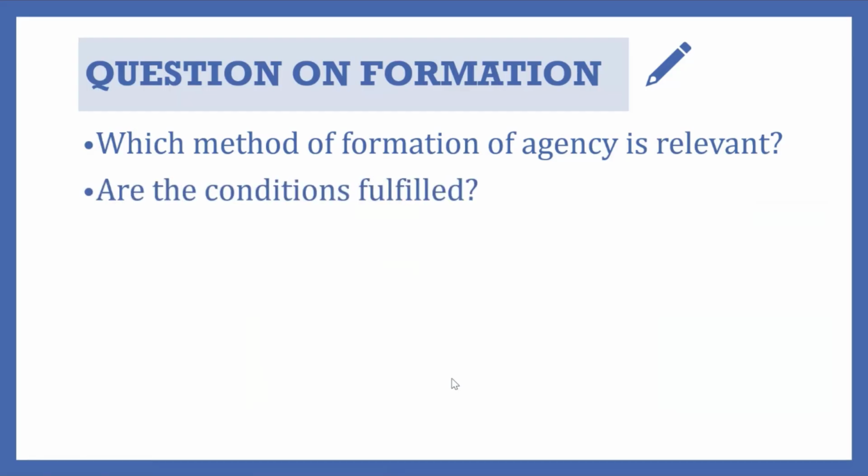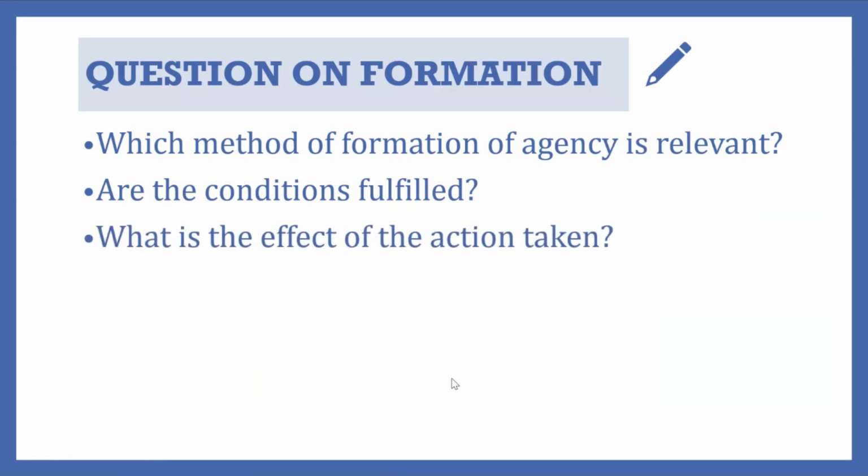And so on. Secondly, you have to ask whether the conditions are fulfilled in this question. So you have to read the question carefully and see whether, let's say for example, agency by necessity, there are conditions to be fulfilled. So you must read the question and pick out to see whether or not the conditions are fulfilled. Likewise, if the question is on agency by ratification, are there any conditions which have not been fulfilled? So you've got to go through the question and find out whether these conditions are fulfilled.